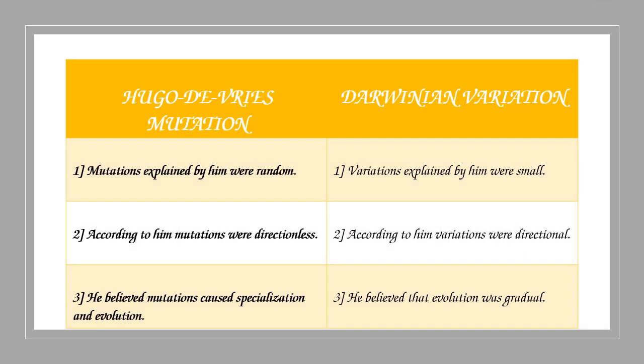The differences between Hugo de Vries's mutations and Darwinian variations. Hugo de Vries's mutations, as explained by him, are random, but Darwinian variations were small. According to Hugo de Vries, mutations are directionless, whereas according to Darwin, variations were directional. Hugo de Vries believed mutations caused speciation and evolution. Darwin believed that evolution was gradual.